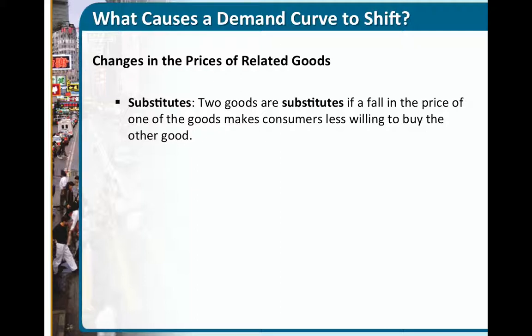If you're going out to eat, there's the demand for hamburgers. If the price of pizza falls, that means more people are going to be apt to buy pizza instead of hamburgers, which means the demand for hamburgers will fall.